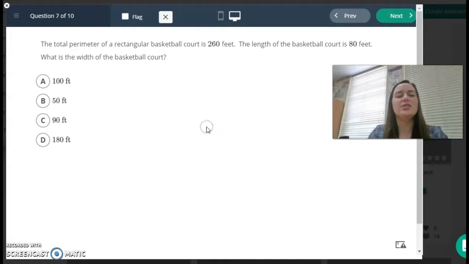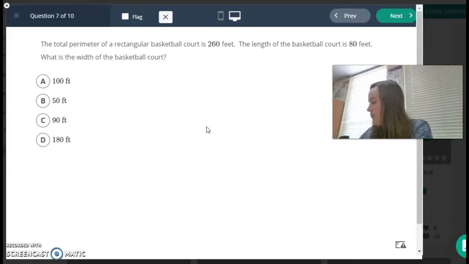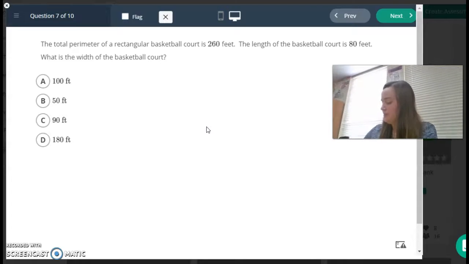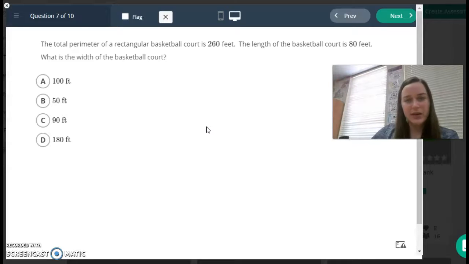Okay, next, the total perimeter of a rectangular basketball court is 260 feet. The length of the basketball court is 80 feet. What is the width of the basketball court? So, I will show you how to do this one. There's two ways that you can do this. Let me write down my numbers real quick.